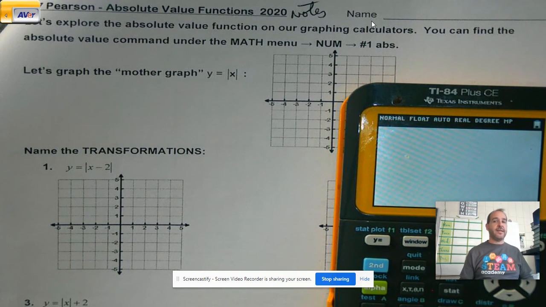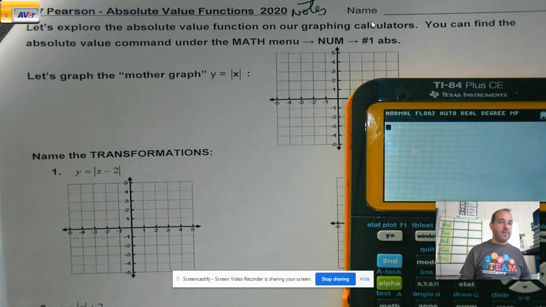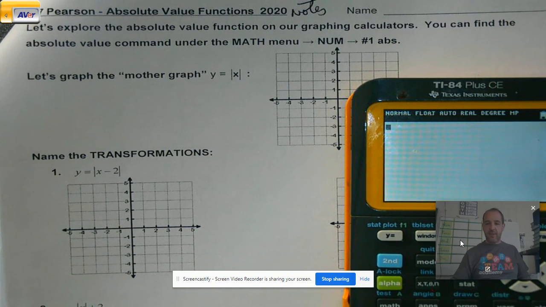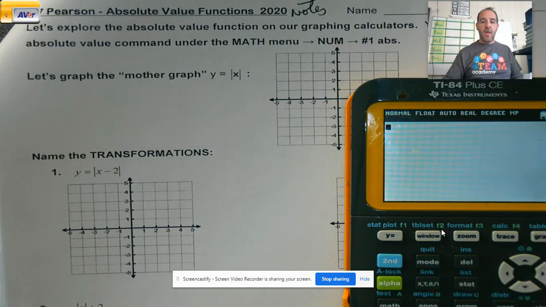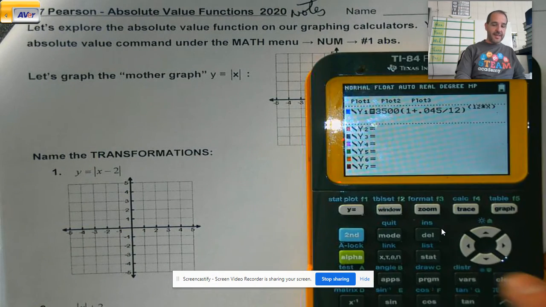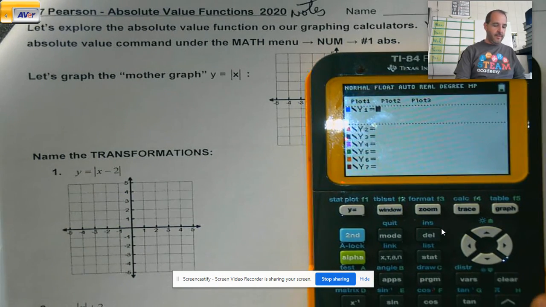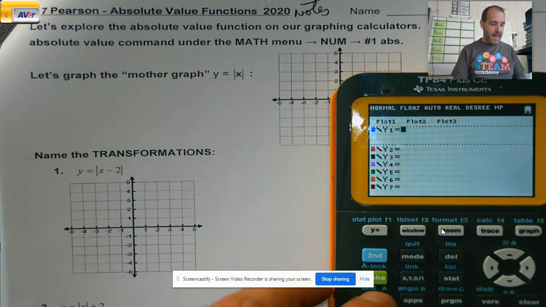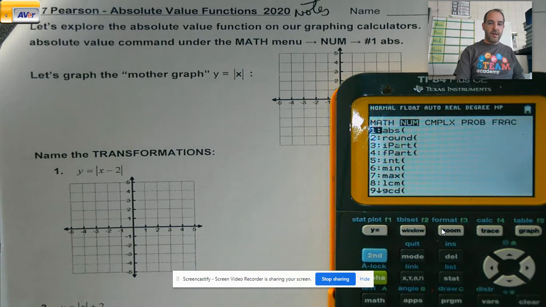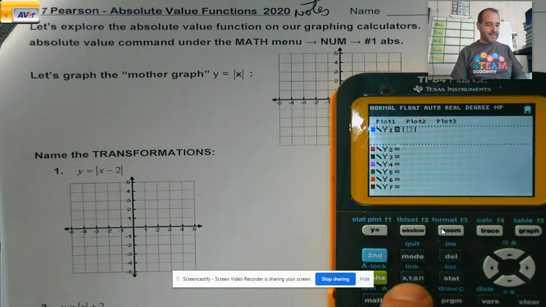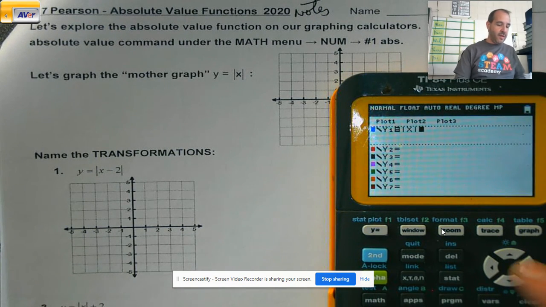So here's how that's going to come in handy with what we're doing. If we're graphing the mother graph, y equals |x|, I hit y equals. If there's something there, we can just hit the clear button to get out of there. And so we're going to do this absolute value. Again, we're going to go math, arrow over to NUM, get our absolute value. And again, this is always x, the x, T, theta, n button. So the absolute value of x.